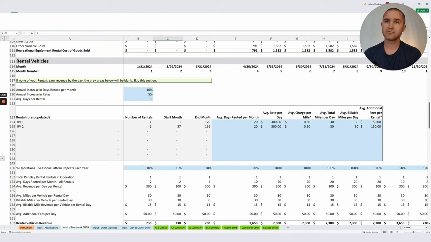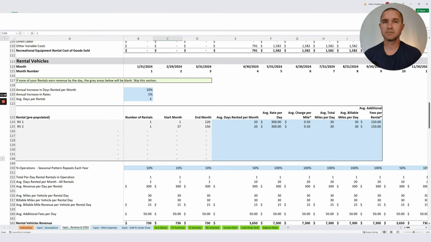And we can say the average days rented per month is going to be 20 with an average rate per day of 300, an average charge per mile of 50 cents, average total miles per day of 50, and the average billable miles per day of 30. So let me just go back and explain how you might use this section.